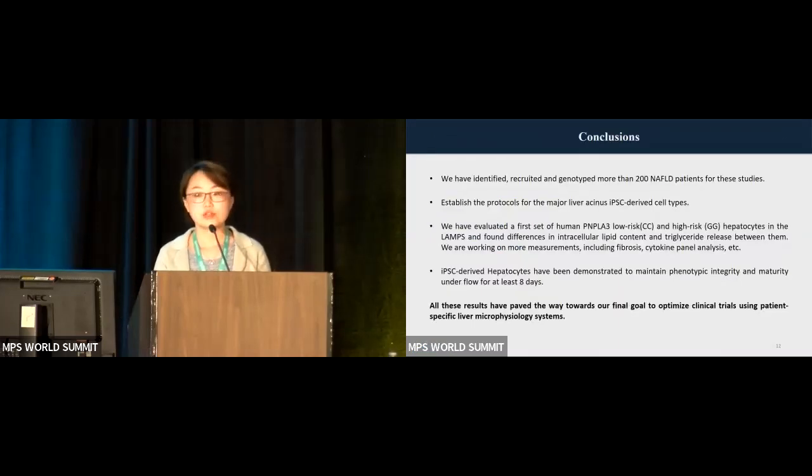And now is the summary of my talk. We have recruited and genotyped more than 200 patients for this study, and we have established the protocols for the major liver acinus iPS-derived cell types.